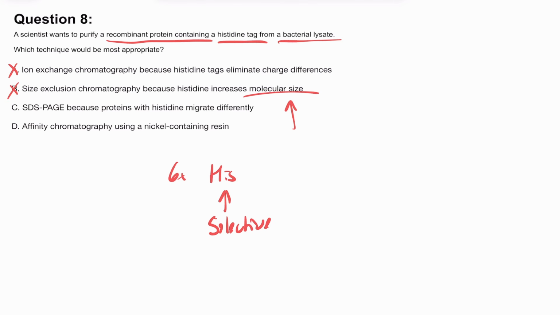And so this method doesn't take advantage of the histidine, which is what the question is really trying to get at. Answer choice C, SDS-PAGE, because proteins with histidine migrate differently. Well, that's just not the case. Remember, SDS-PAGE takes advantage of strictly protein size. And there's going to be hundreds of thousands, again, of proteins with similar size. And so C is not correct.